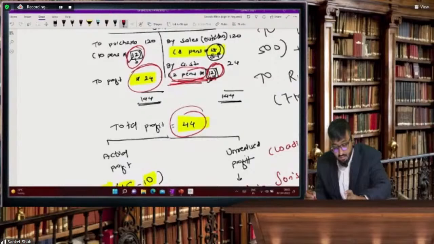प्रेम शाह बोल रहे हैं समझी गयो सर. वेरी गुड बेटा. ओके ओके ओके.